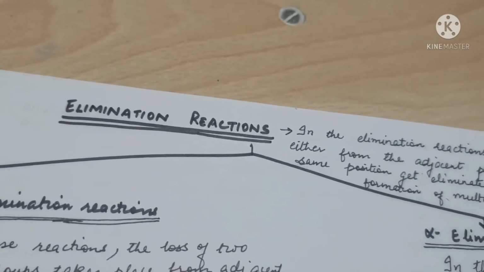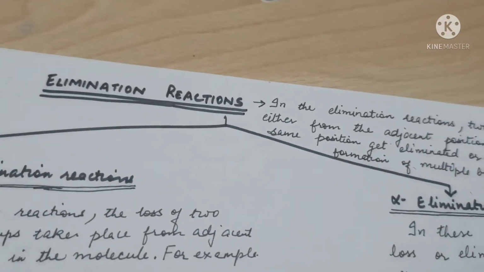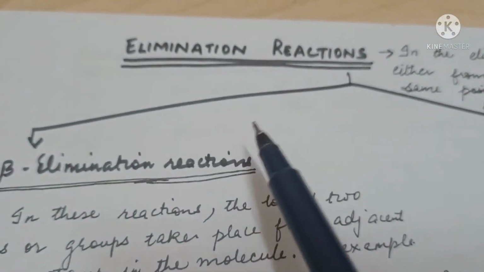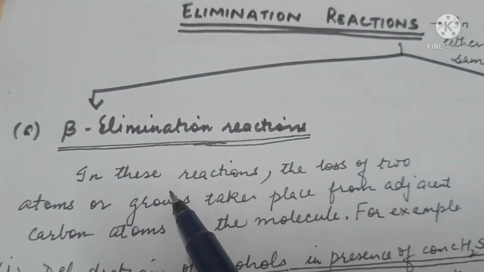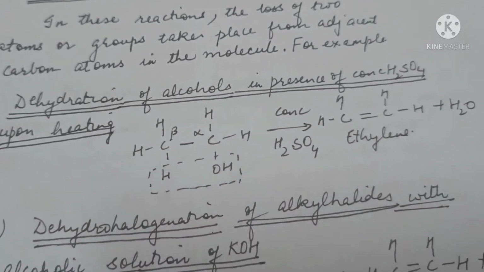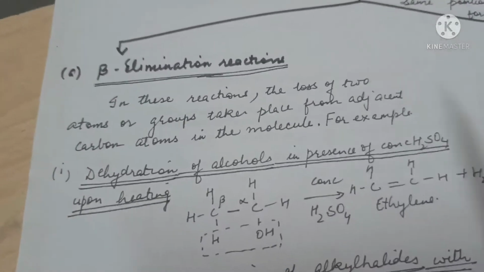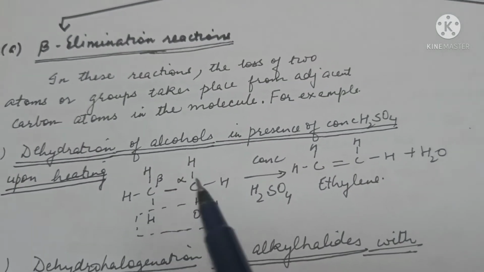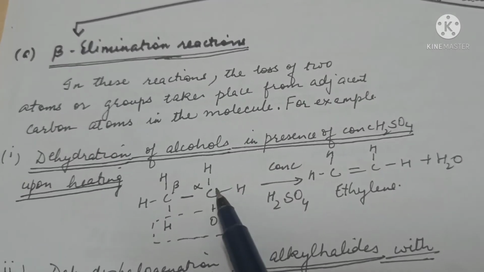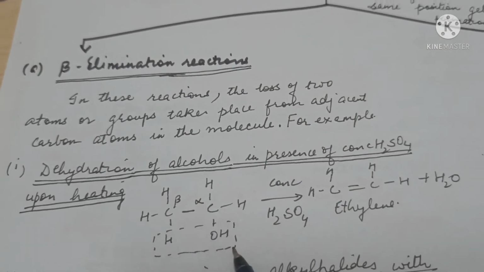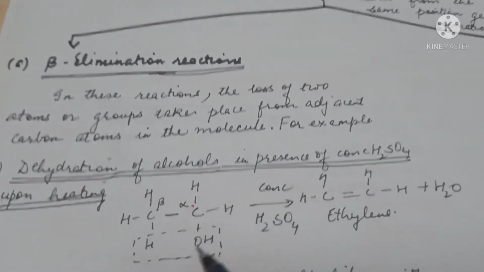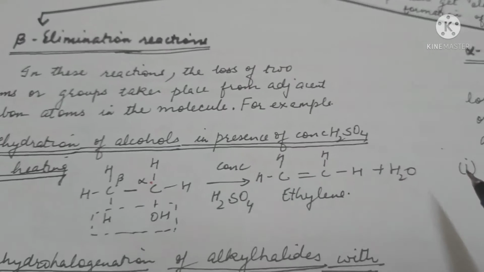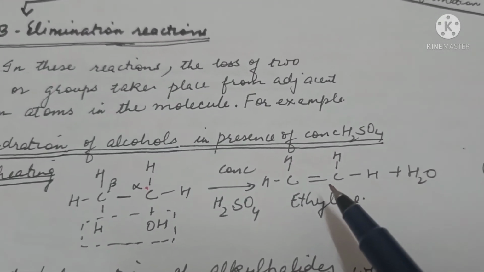In addition reaction, a double bond gets converted to a single bond. In elimination reaction, a single bond changes to a multiple bond. So depending upon the removal, we can classify elimination reactions into two types: beta elimination and alpha elimination reactions. In beta elimination reactions, the loss of two atoms or groups takes place from adjacent carbon atoms. One group from this carbon, another group from the next carbon. Adjacent carbon atom. So the atom to which the functional group is attached is the alpha carbon atom. So the functional group from alpha and a hydrogen from beta position will combine to form a molecule of water, and a double bond will be formed in its place.